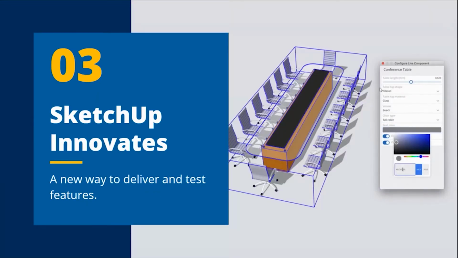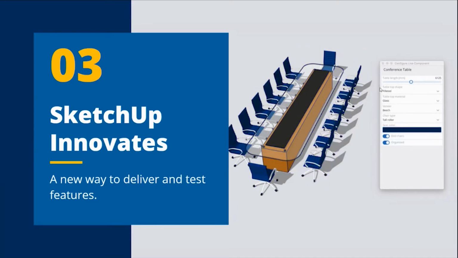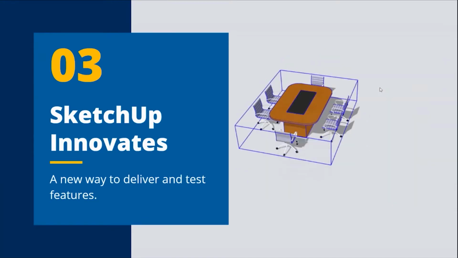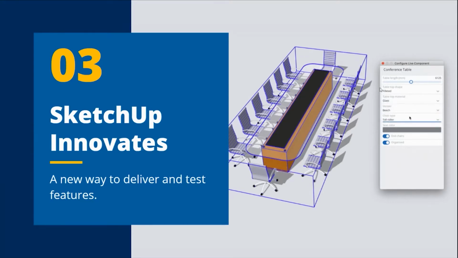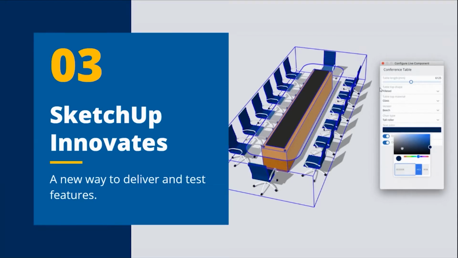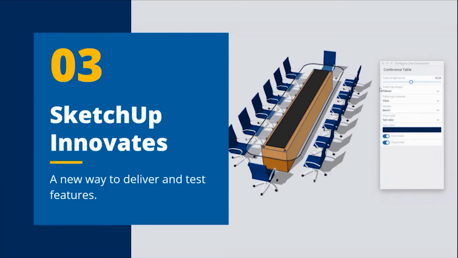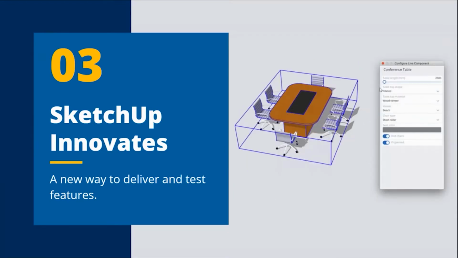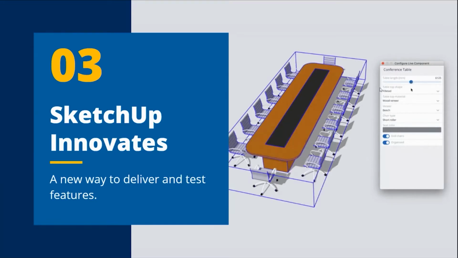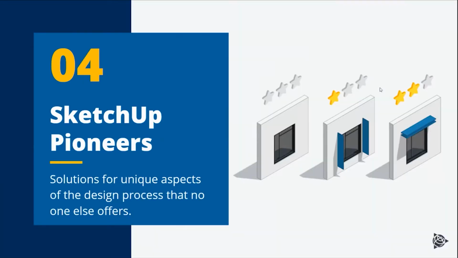Number 3 is that SketchUp innovates. For the first time this year, we introduced a new way to launch and test features, what we call now SketchUp Labs. This allows us to bring functionalities and features faster to you, all our users, to get some early feedback and develop the product and the features the way that you like them to be. The first functionality that we introduced with SketchUp Labs is the live components, which are parametric configurable objects in 3D Warehouse that with SketchUp 2021, you can even configure them right inside SketchUp.